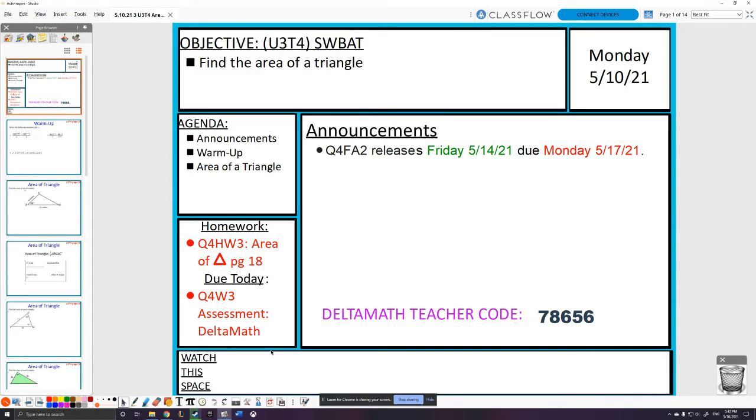All right, so we're going to start with finding the area of a triangle. I do think that, like I said, this topic is pretty straightforward, having done law of cosines, law of sines, and now the area of a triangle.